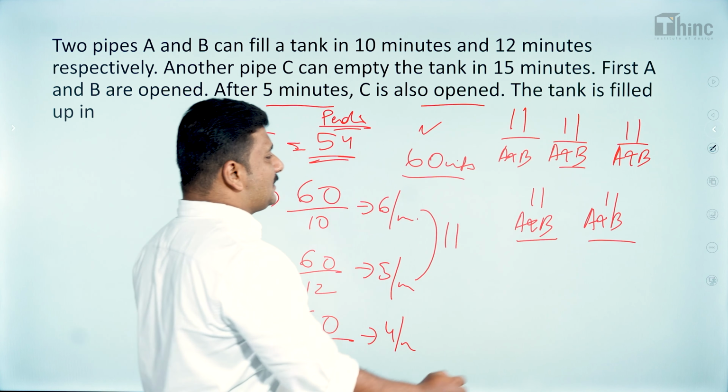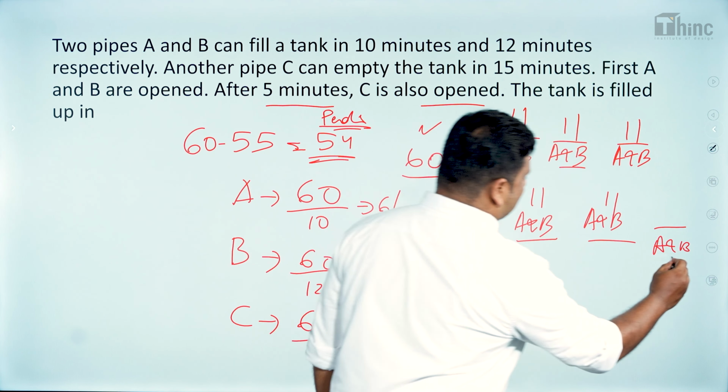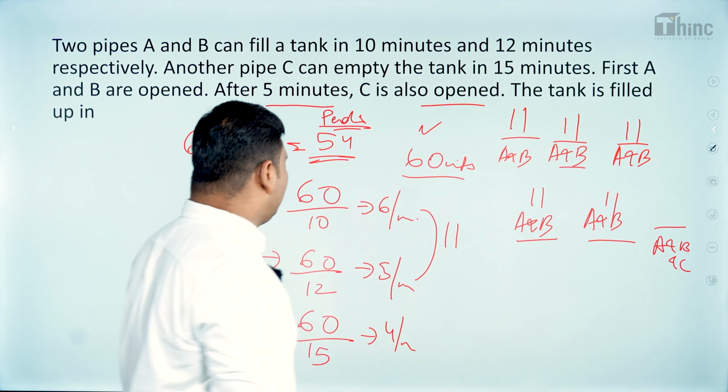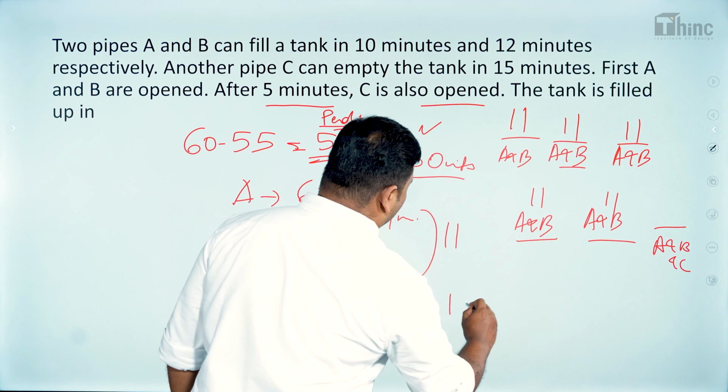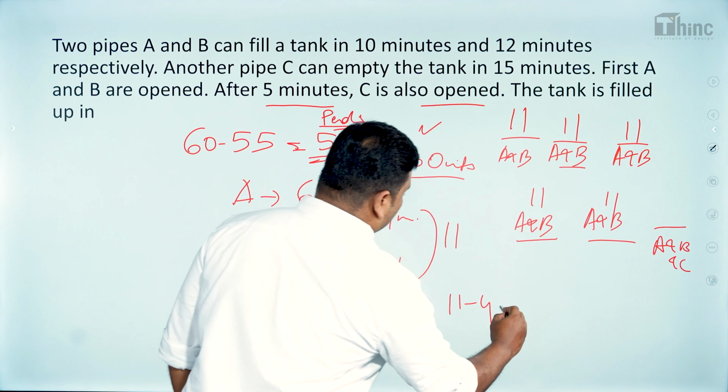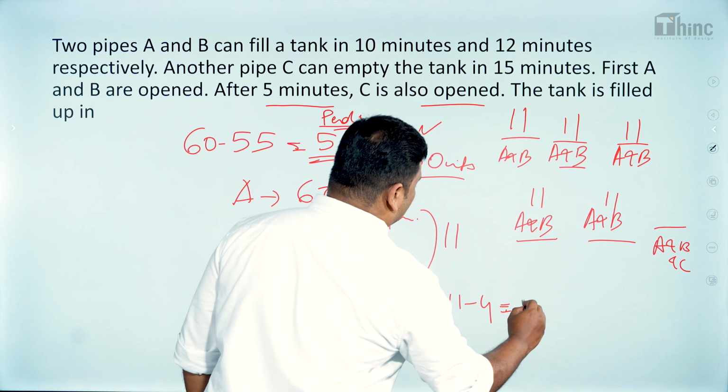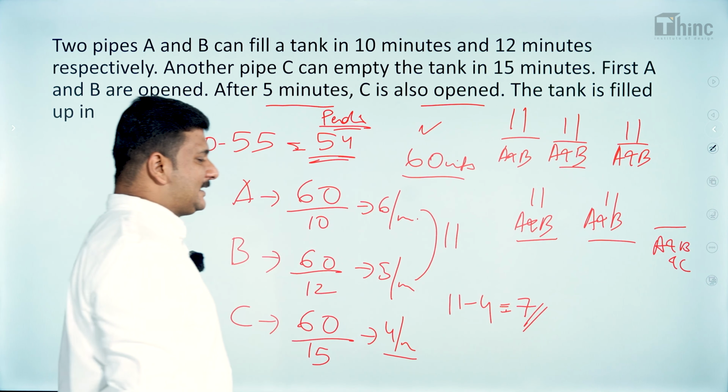So what happens in the next minute? A, B and C all are working, right? All 3 pipes are working now. So A and B will fill 6 plus 5, 11, but C will empty 4. So 11 minus 4, what is that? So 7 units is what is now filled in the next minute.